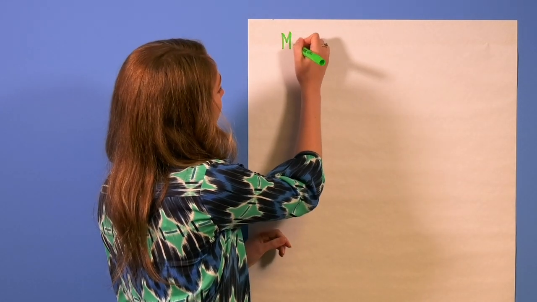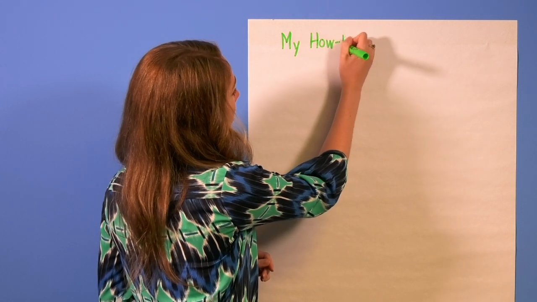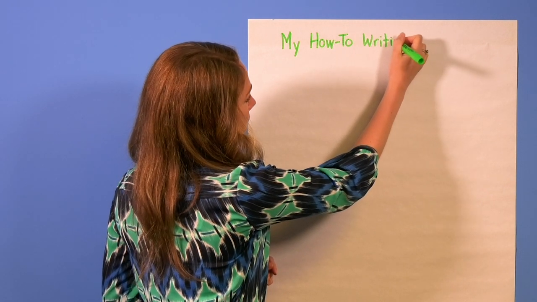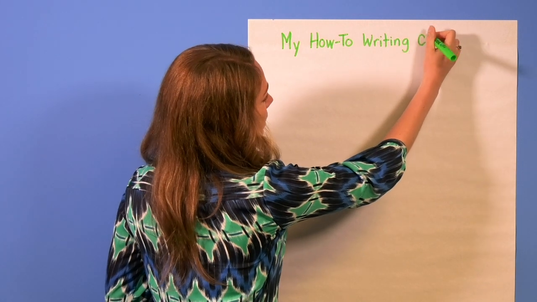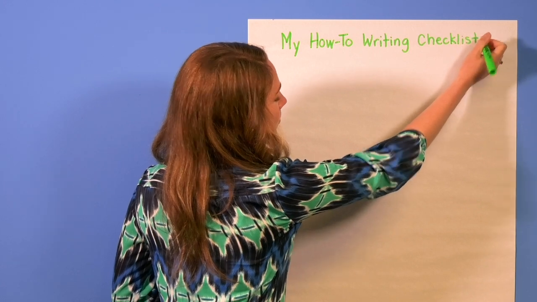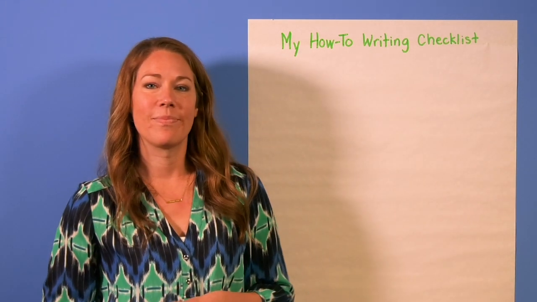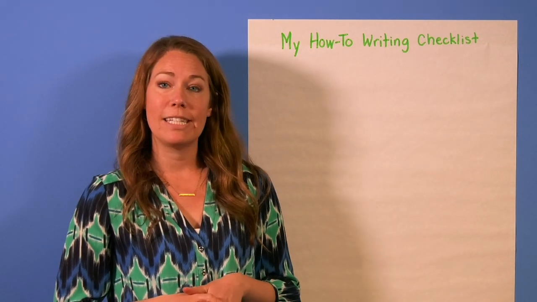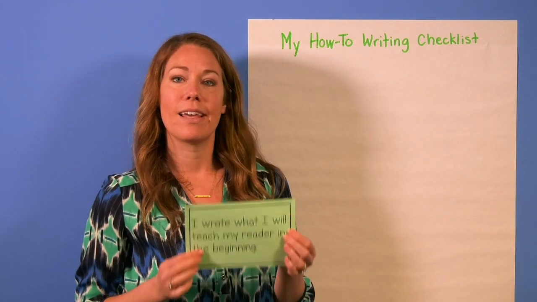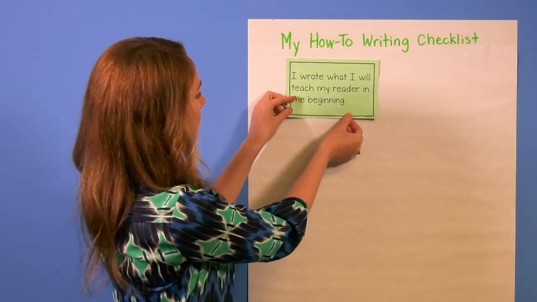My how-to writing checklist. The first thing that a how-to writer needs to check is their beginning. This says, I wrote what I will teach my reader in the beginning.